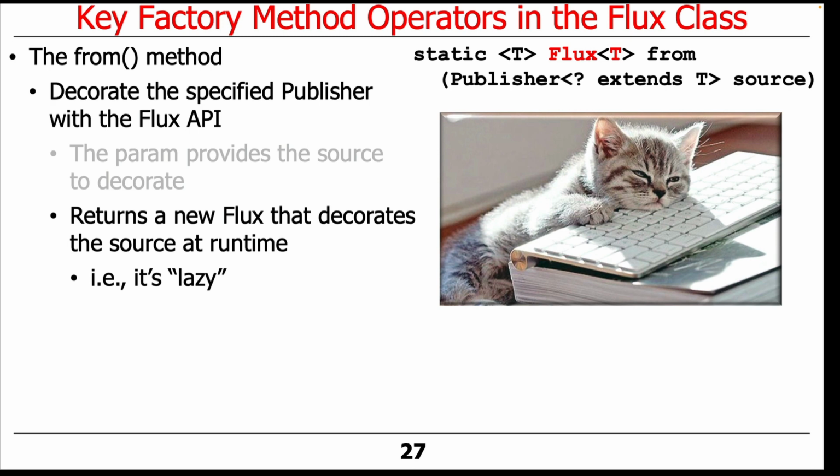So the way to think about it is, unlike the other three examples, which were eager, from is lazy. So from is like that kitten that wants to sleep and play when it feels like. It doesn't want to greet you when you come home. It's busy doing its other thing.